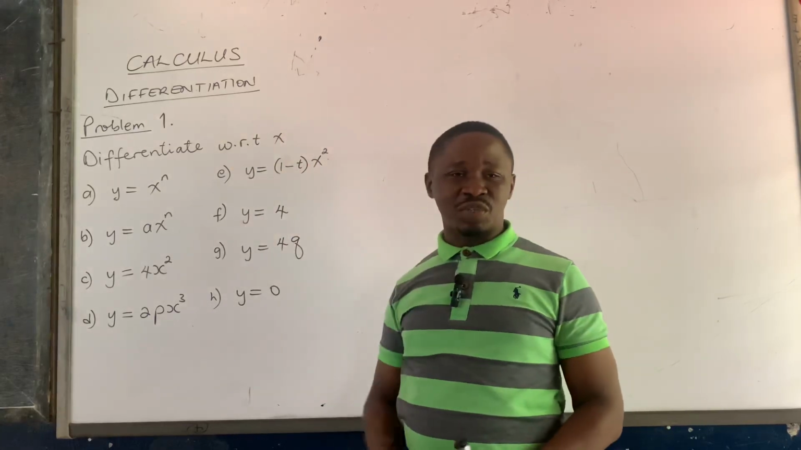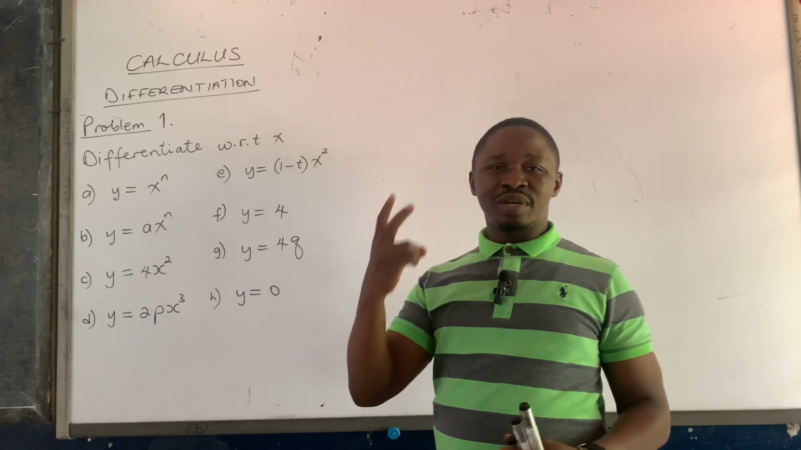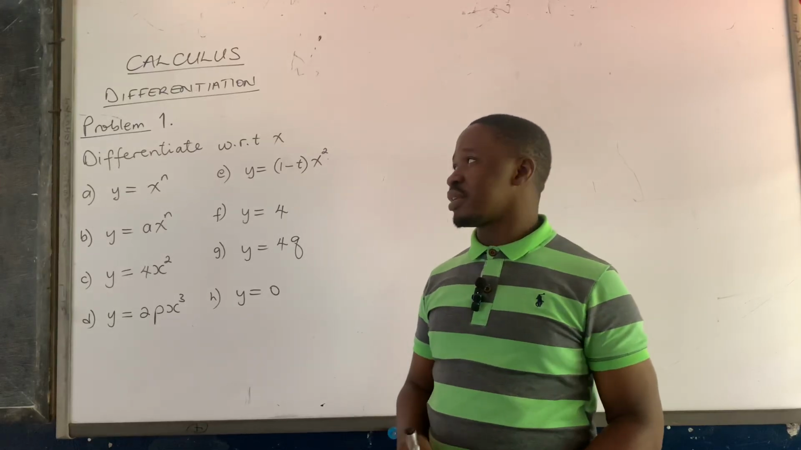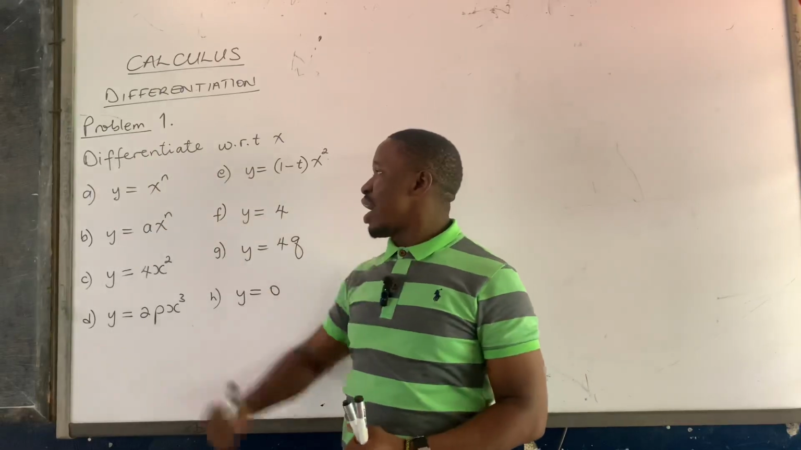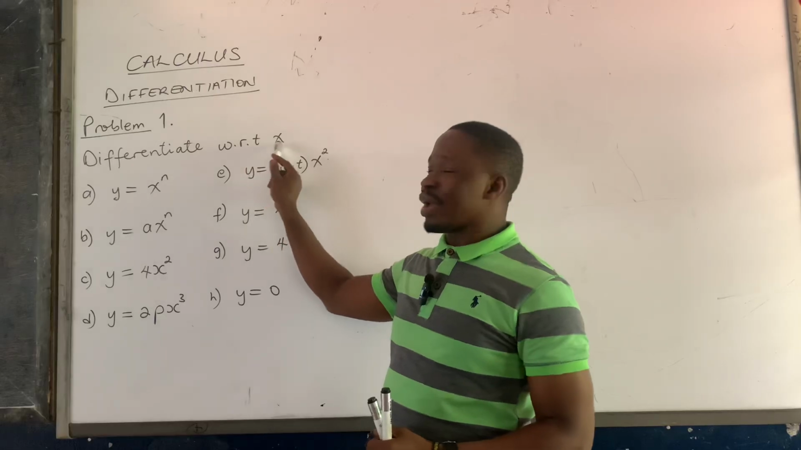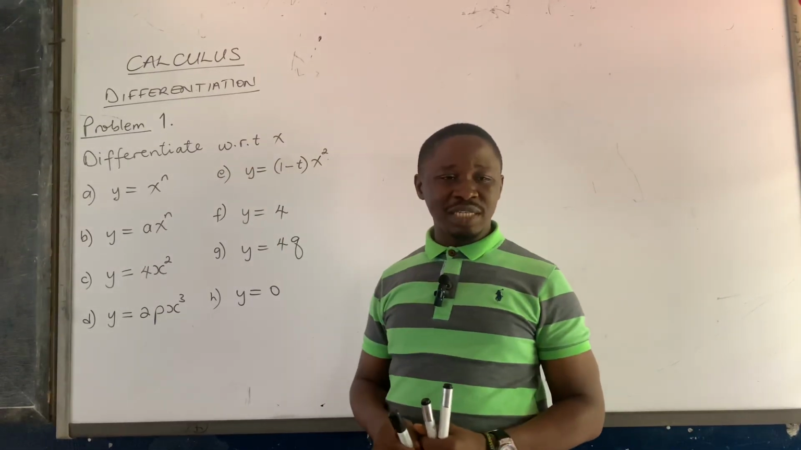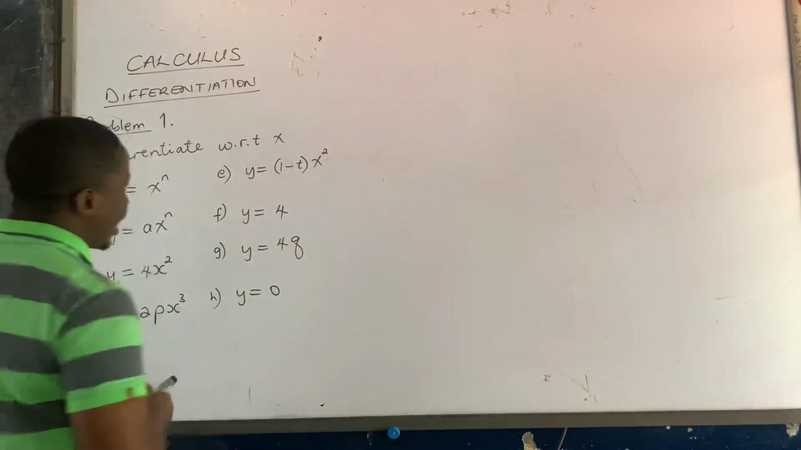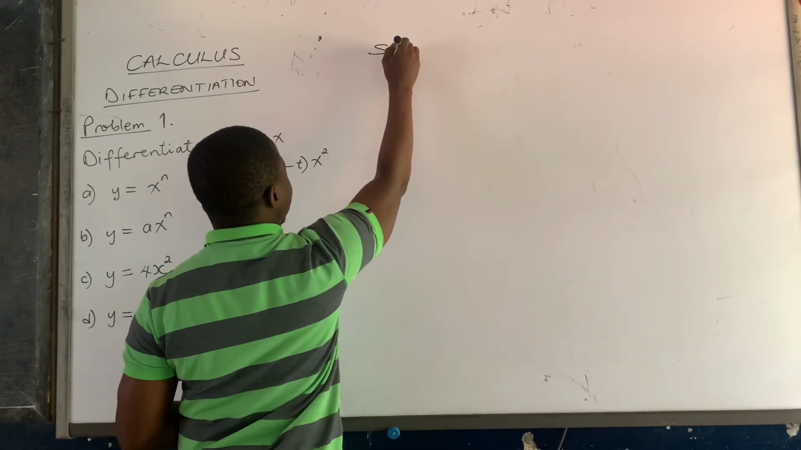That is differentiation. Basically, calculus is divided into two cases. We have differentiation, we have integration. All right. This is the first video, of course, we can see. Problem 1. We want to differentiate all these ones with respect to x. So when you see WRT, it represents with respect to x. All right. To start with, let us indicate solution here.